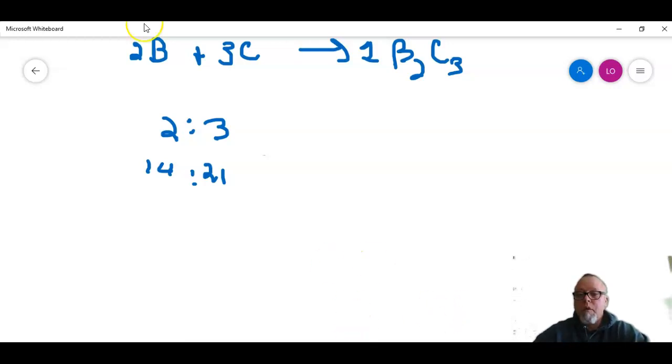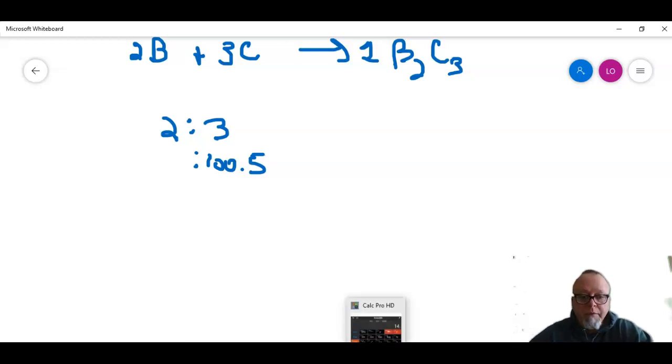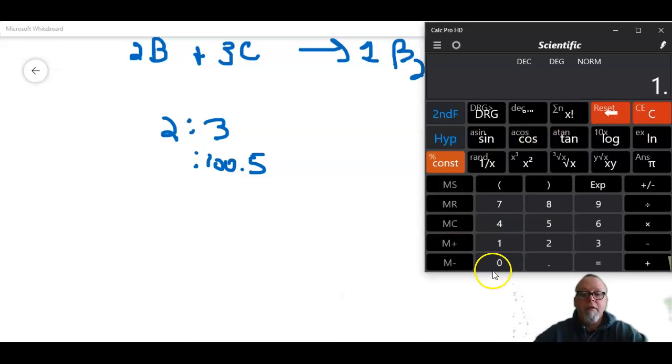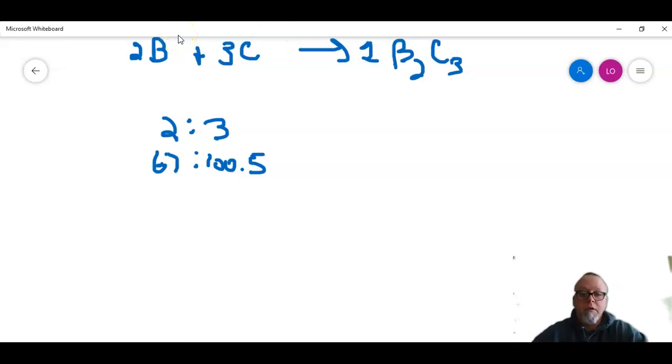So what happens if I had, let's just do an arbitrary number, let's say 100.5 pieces of cheese? If I have 100.5 of cheese, that is times 2, divided by 3. So that's going to be 67. That's going to be 67 pieces of bread.